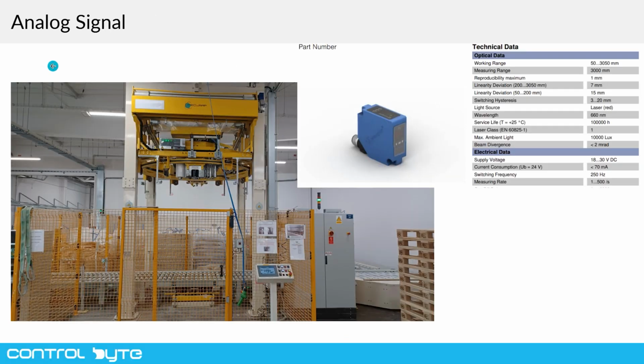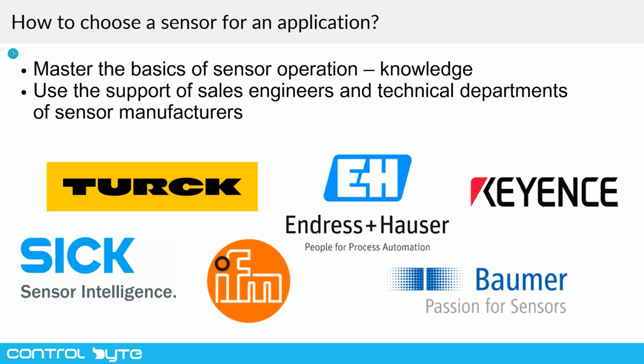In this module, I will show you how to select proper sensor and analog modules for your PLC system. We will base our discussion on a case study. This is a distance sensor which we can apply, for example, for our pallet wrapping machine, to measure the height of the pallet that is introduced into the station. How to choose a proper sensor for your application? First step, master the basics of sensor operation, and then you can use the support of sales engineers and technical departments of sensor manufacturers like Turck, SICK, IFM, Endress+Hauser, Keyence, Baumer, and more.